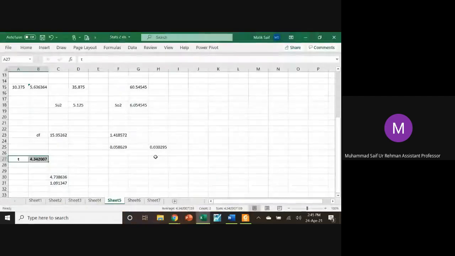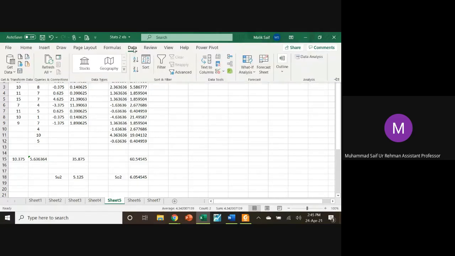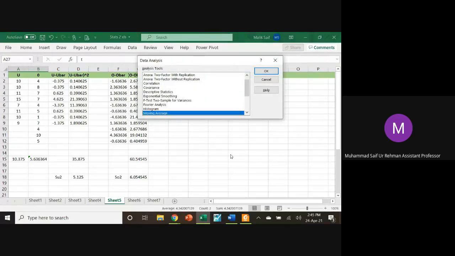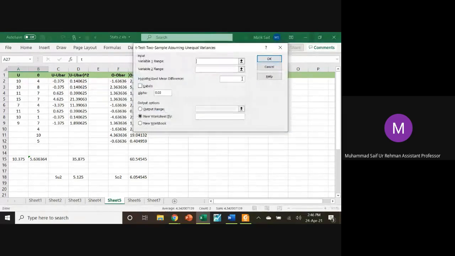Now let us see another technique that is not required, but you should know that we are able to solve the same question if we use Excel. This is very important, not from the point of view of examination, but for your learning: how Excel may help us find all these values quickly in a few commands. See over here, data analysis. In data analysis, you may see the t-test. What we have done is two samples assuming unequal variances. So press OK.